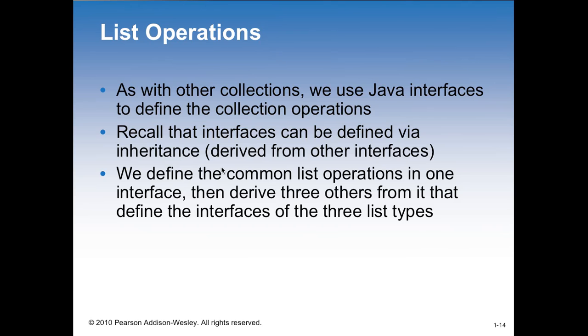We also have some other list operations. As with the other collections, we use the Java interface to determine the collection operations. The collection operations, if you recall the interface, can be defined via inheritance, derived from other interfaces. Actually, if you're here for the Java class earlier today, they talked about interfaces today, which is kind of ironic. But it uses an interface to implement behavior for the methods that are needed for the insertion, for the deletion, for all the behavior. So we can define a common list operation in one of the interfaces and derive 3 others from it by defining interfaces of the 3 list types.